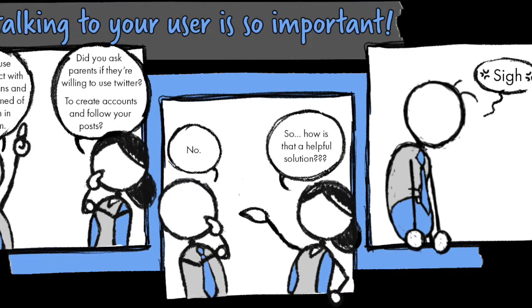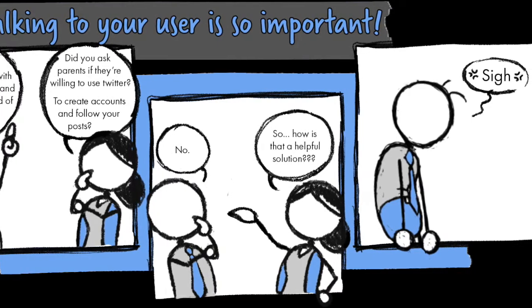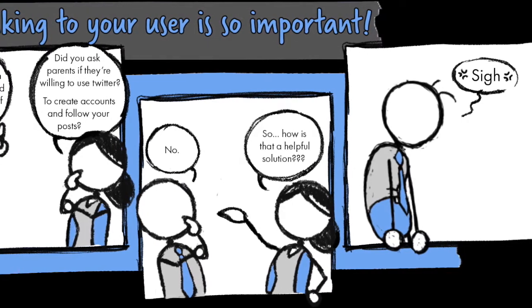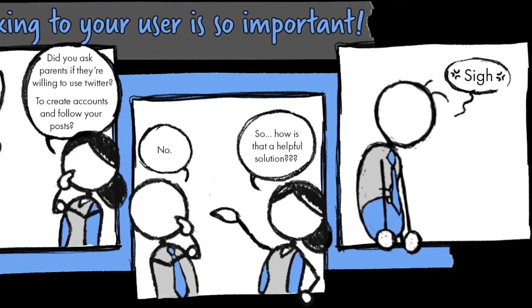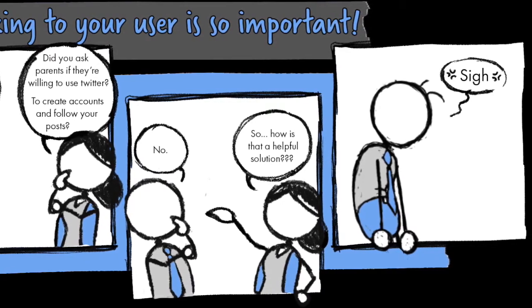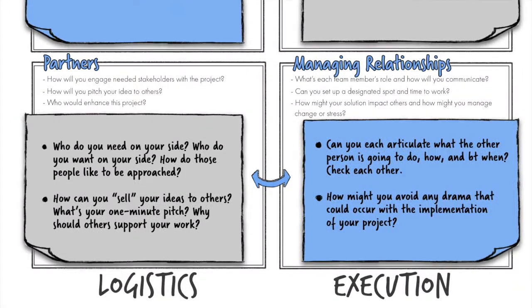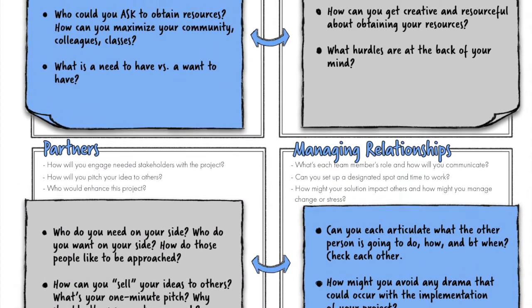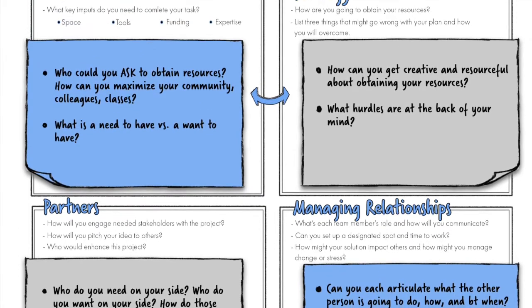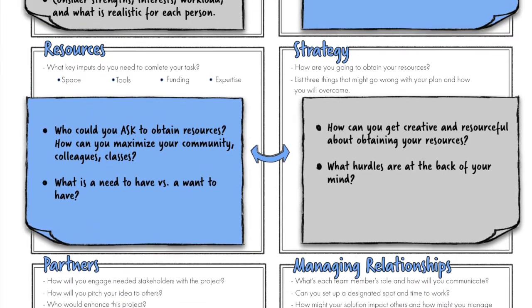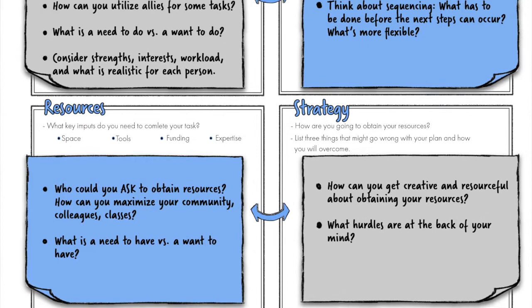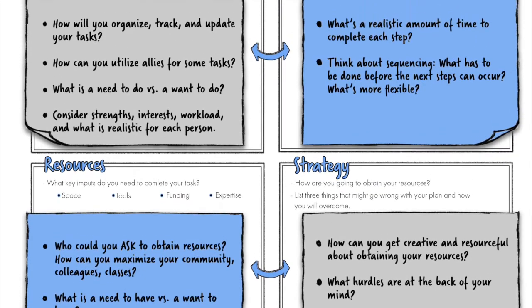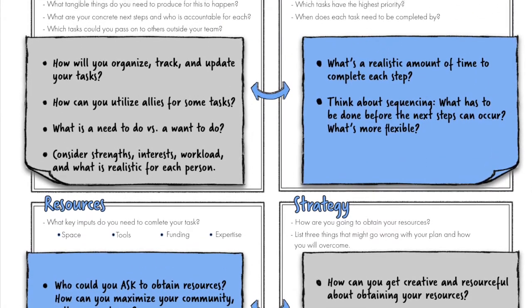Talk to your user and make sure that how you plan to implement your solution actually works for the people you're designing for. You'll notice the logistics and execution columns are linked together with these handy little arrows. This is a not so subtle reminder that these things really interplay with each other. So thinking about these boxes in relation to each other will really help you streamline your process.